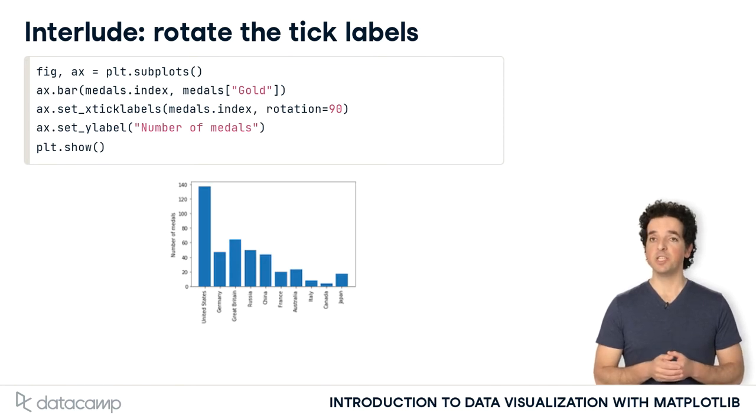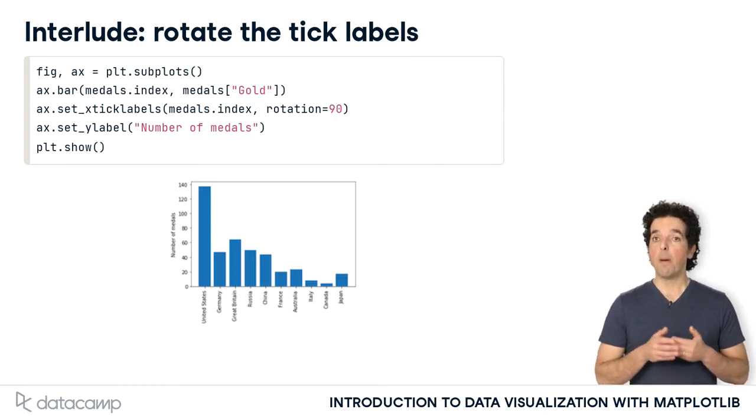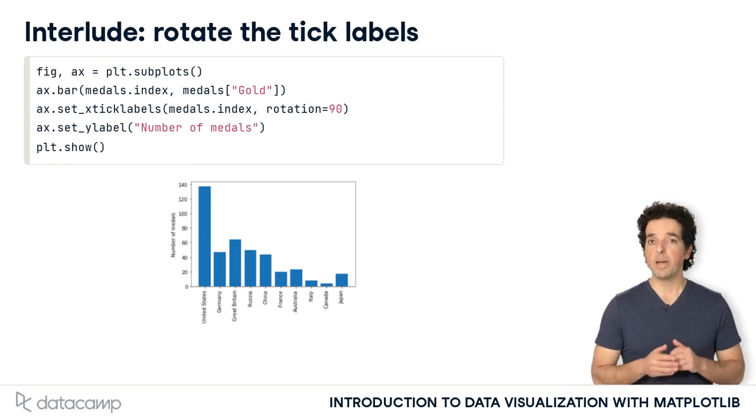Visualizing the data in this way shows us which countries got a high or low number of gold medals, but also allows us to see the differences between countries based on the difference in heights between the bars.